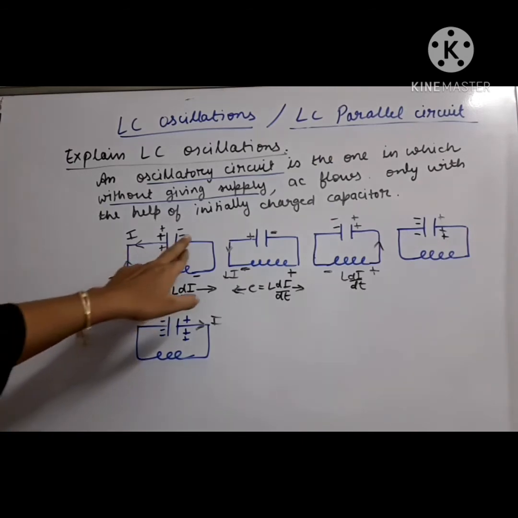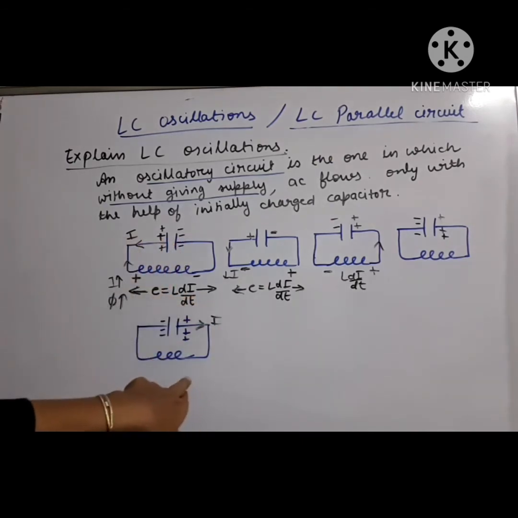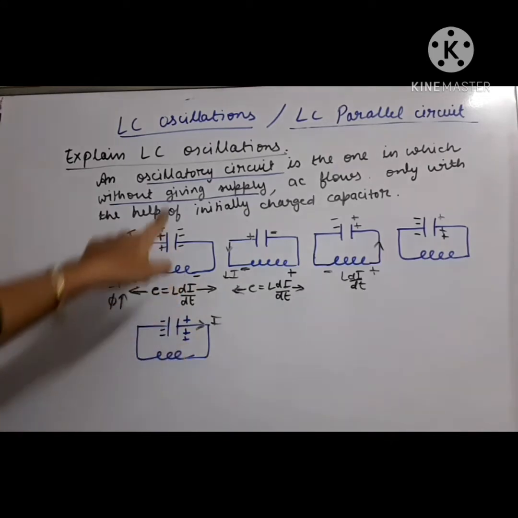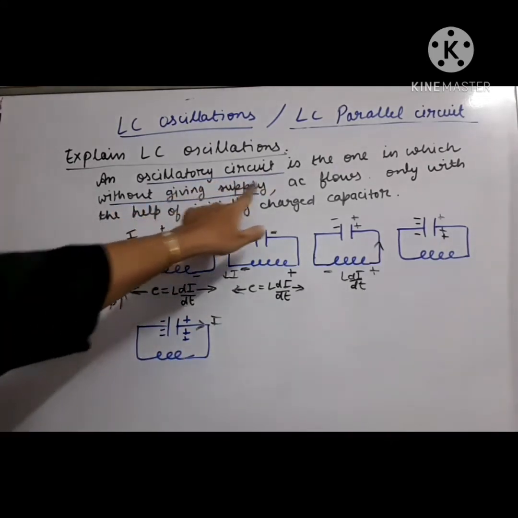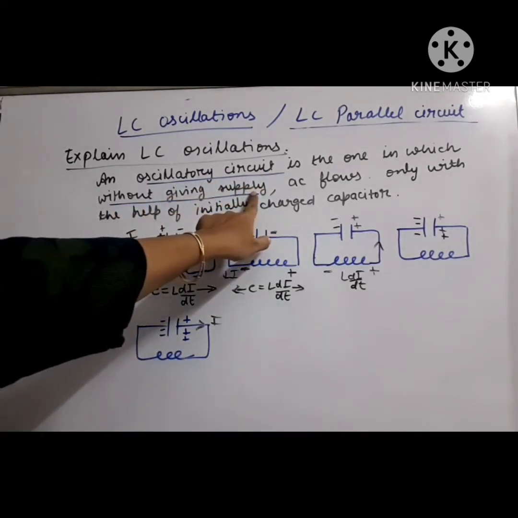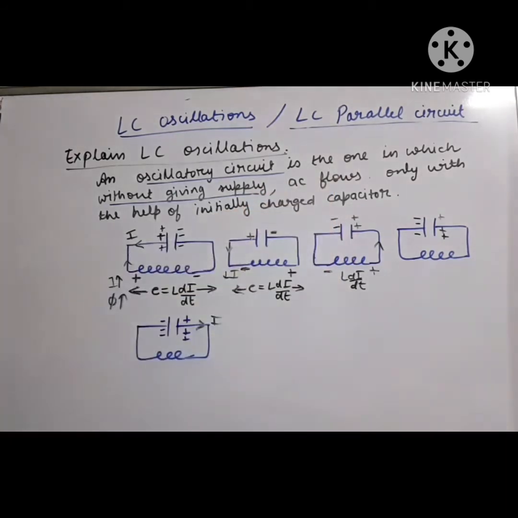Because the current is changing its direction, we say that this current is alternating current. You can notice that without giving any AC supply, any alternating voltage supply, AC is flowing in the circuit. So these are called LC oscillations. Now note down, draw these diagrams, and note this down on this page. In the next page I am writing the working related to all the 4-5 diagrams.